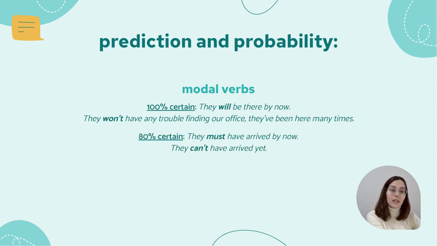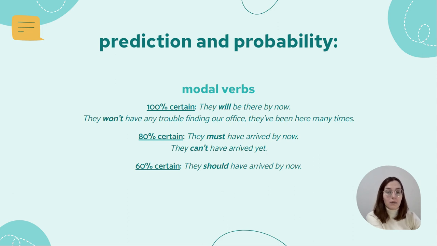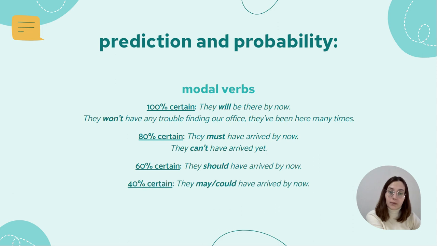Now, lowering a little bit the percentage of probability, we find with an 80% must and can't in its negative form, mind you. They must have arrived by now. They can't have arrived yet. Now, if you're talking about a 60%, if we are 60% certain, we can use should. They should have arrived by now.